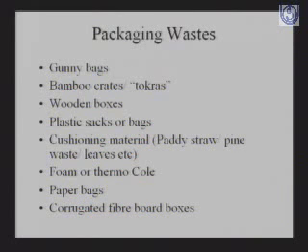Similarly, you will find packaging waste. Different types of packaging are used in handling fresh commodities, such as gunny bags; certain commodities like peas and cauliflower are put in gunny bags. Then there are bamboo crates, tokras, wooden boxes, plastic sacks and bags, cushioning material, paddy straw, pine leaves, foam, thermocol, paper bags and corrugated fiberboard boxes. Sometimes this packaging is broken or torn, so we get waste from it.